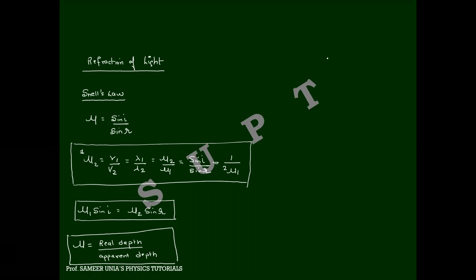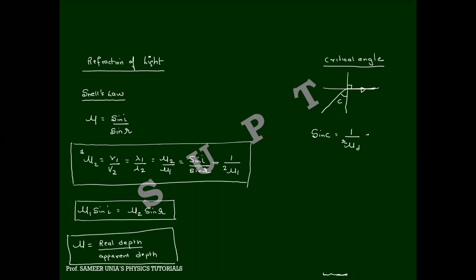Similarly, we had learned something called as critical angle. That is defined as the angle of incidence in the denser medium, for which angle of refraction in the rarer medium is 90 degree. So what is the formula for sin C? 1 upon refractive index of denser with respect to rarer. That is mu D upon mu R. Just remember this thing, please.